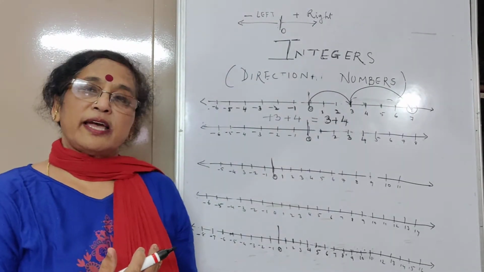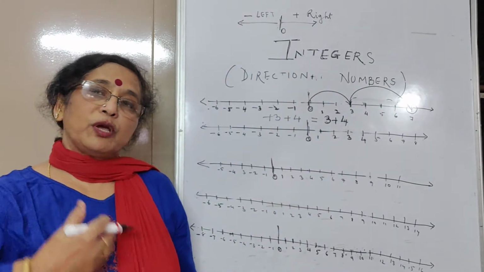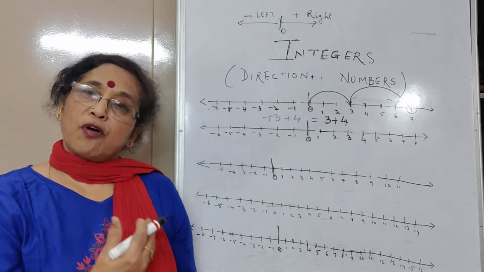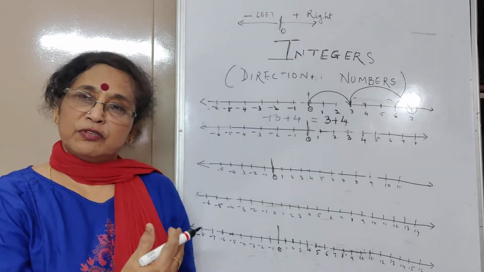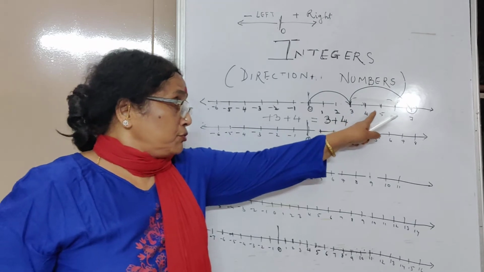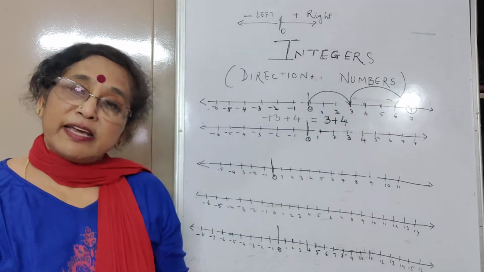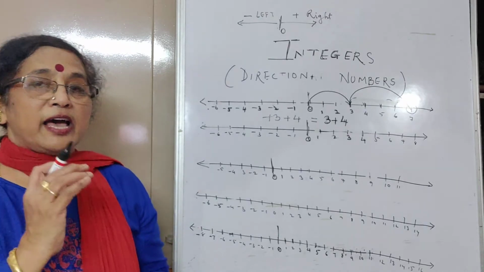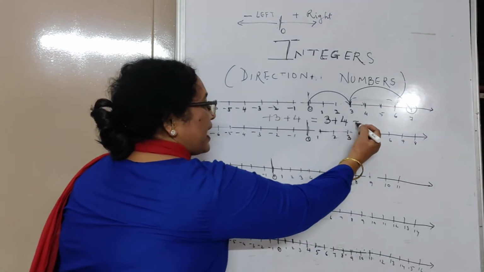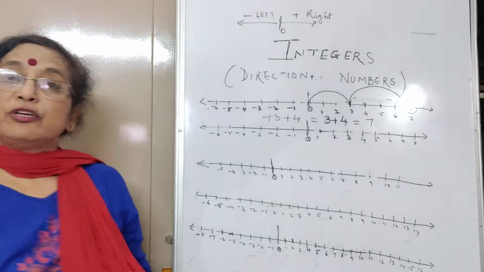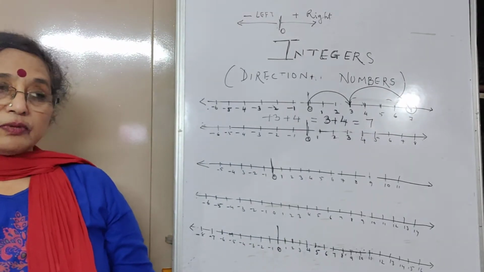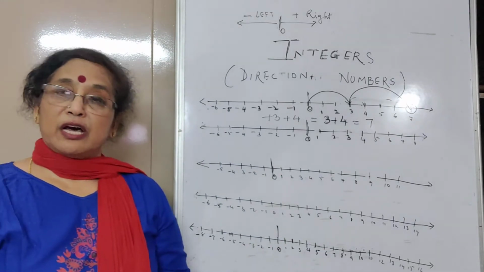3 steps to the right, and since it is plus 4, we go in the same direction from 3. So another 4 steps: 1, 2, 3, 4. So we reach 7. So finally, how much have I moved? I have moved 7 units, and that is also plus 7, or you just write 7. Right? Let us go to the left now.